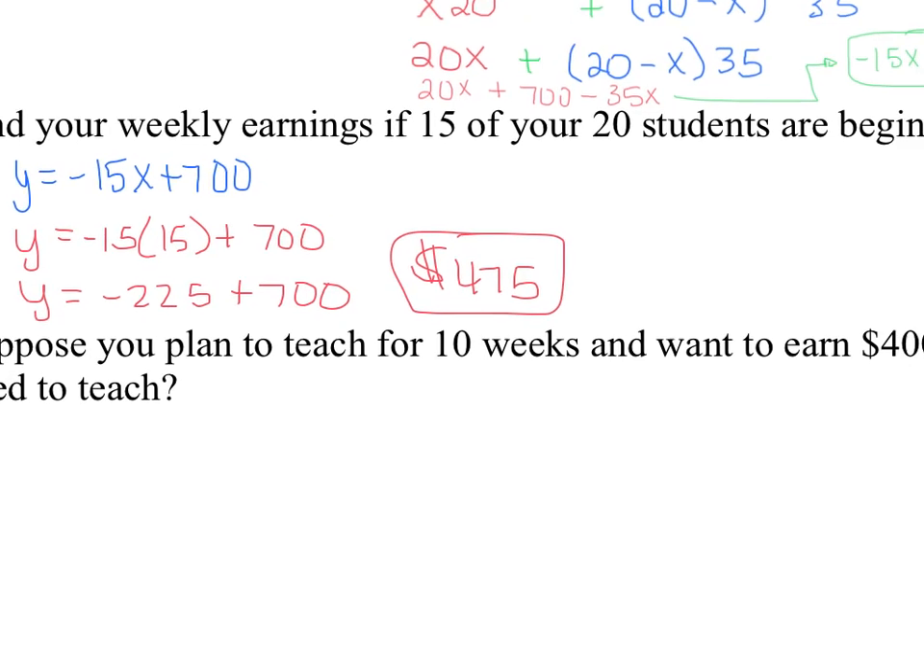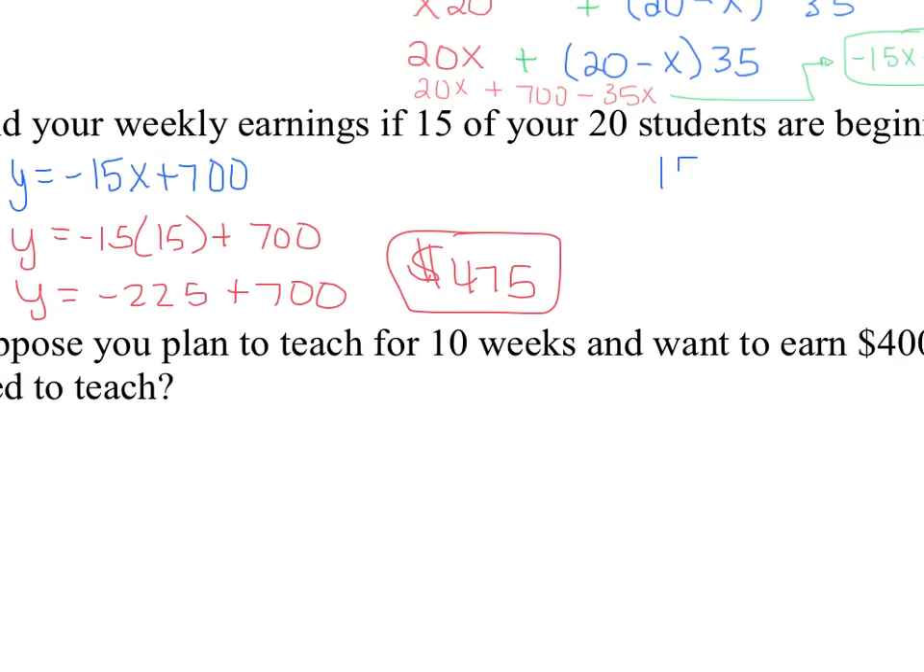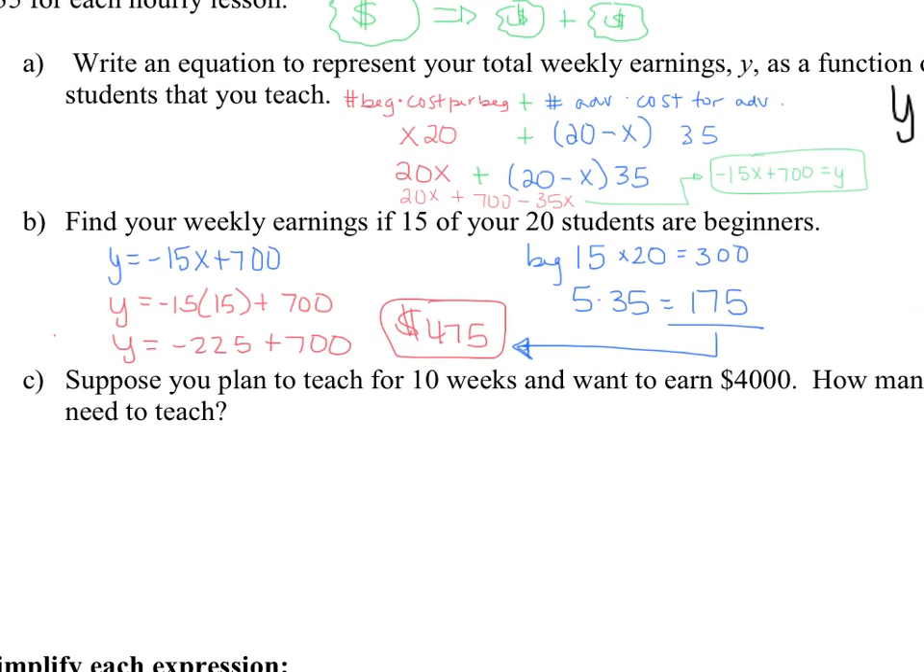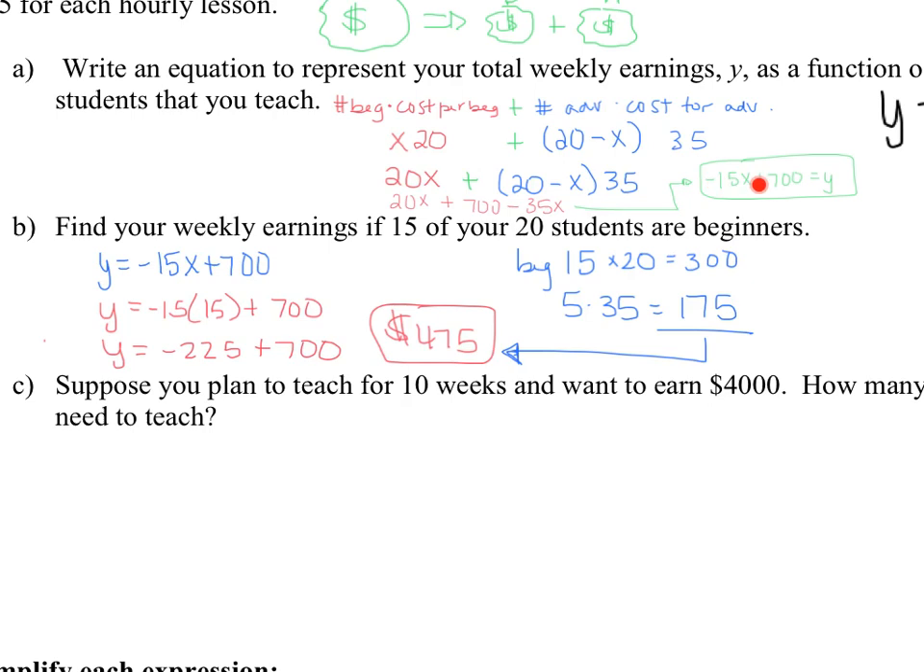I can check that using common sense by saying, okay, 15 are beginners, and they were $20 each, so I would make $300 off beginners. But if 15 are beginners, that would leave 5 for advanced, which is $35 each, which would be $175, and if you add them, you get $475. So because this and this both come out to $475, you know that your answer to part A must have been right. The last part says, suppose you plan to teach for 10 weeks.